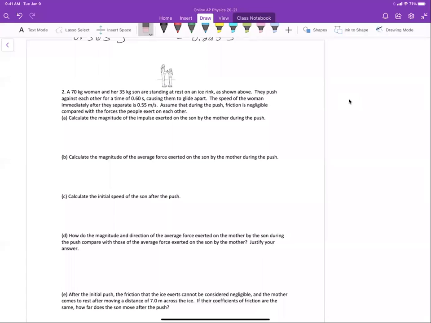Okay, causing them to glide apart. The speed of the woman immediately after they separate is 0.55 meters per second. Assume during their push, friction is negligible compared with the forces the people exert on each other.